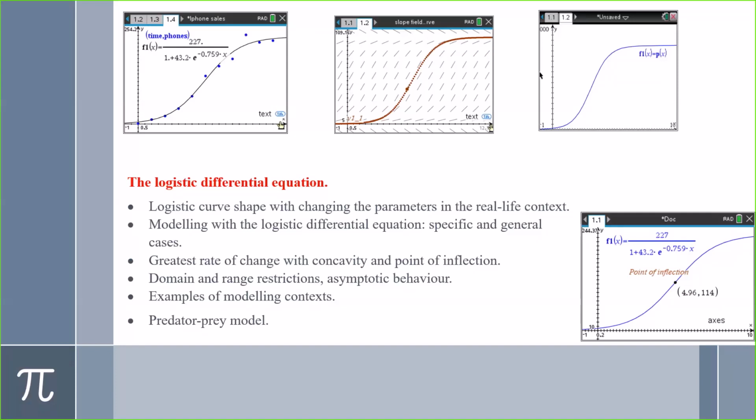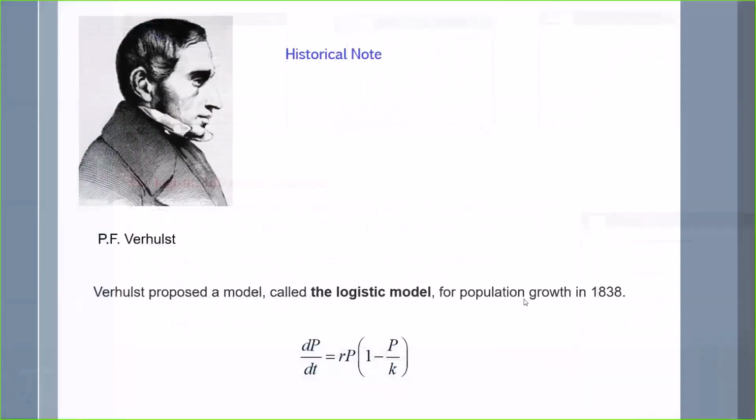So we'll have a look at some real life data, how it can model the logistic curve, and then we'll look at how the parameters change the shape of the logistic curve, and also what the greatest rate of change is. I will start with some historical notes.